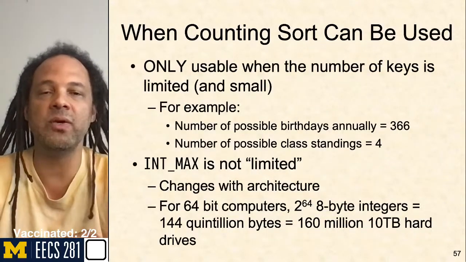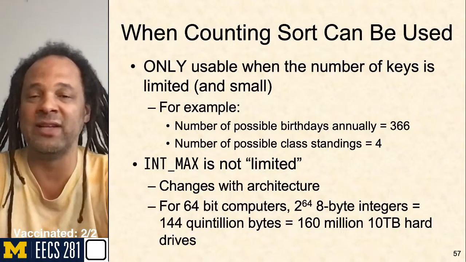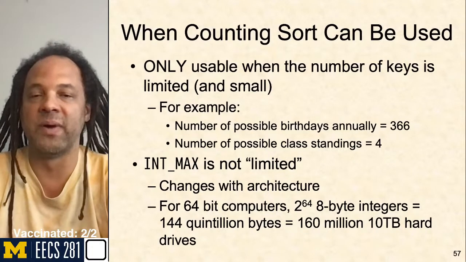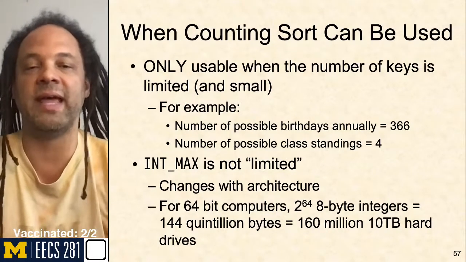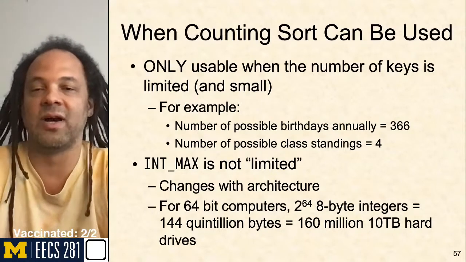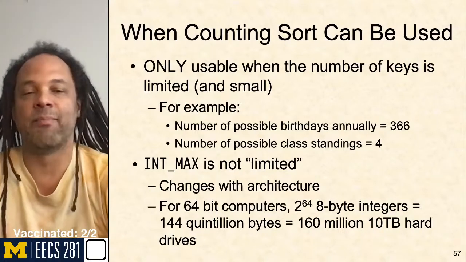Counting sort can only be used when I've got a small number of keys, and the range in them has to be limited as well, right? So if I wanted to sort by birthdays, that would be easy to do. 366 birthdays is not a large number. Or if I want to talk about class standings, I talk about 4 or maybe even 5 if you had grad students. Not a problem there.